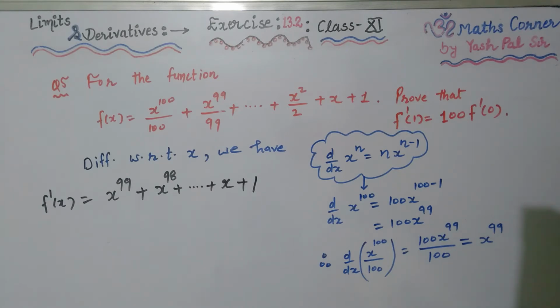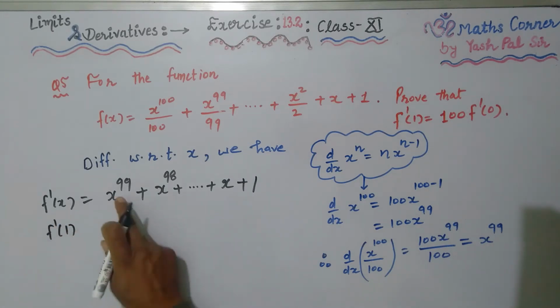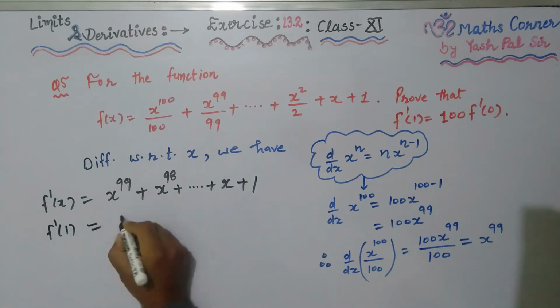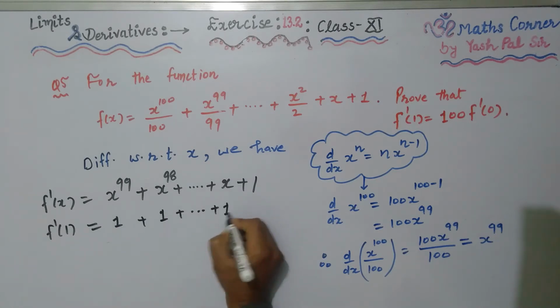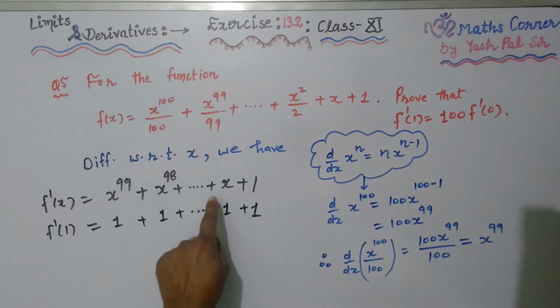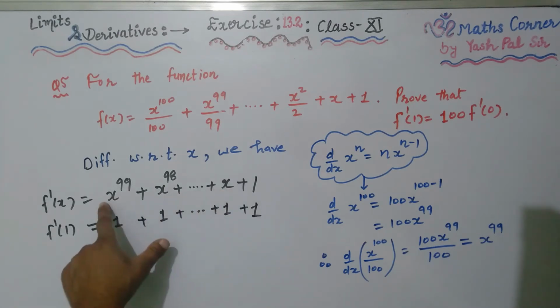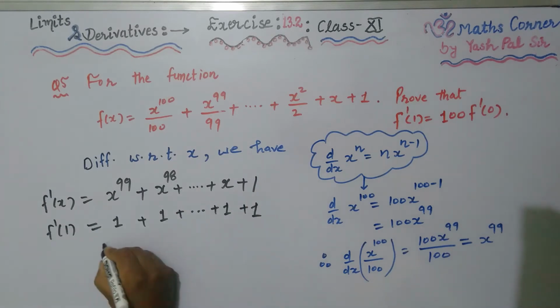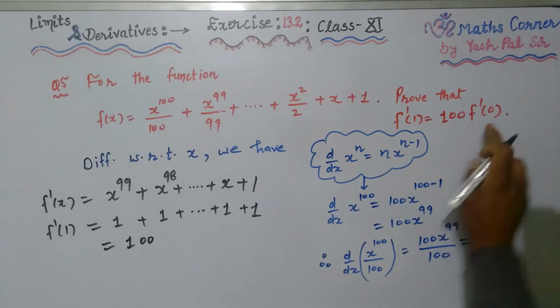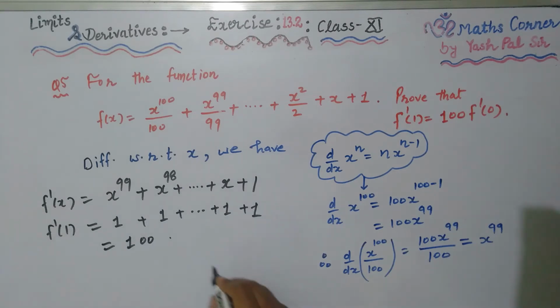Right? Now, second thing to prove: here f dash 1, we put x equal to 1, right hand side becomes 1 plus 1 plus and so on 1 plus 1. If we count how many times we have added 1, from this step to this step, 99 times, including this one, this becomes 100. So total this is 100, right? Next, so this is left hand side.